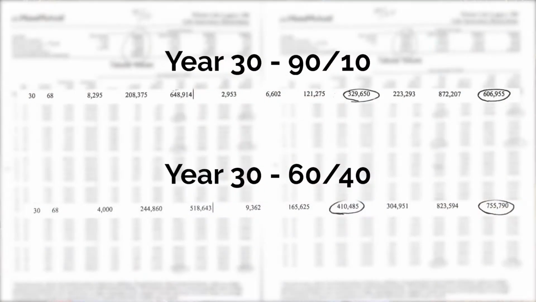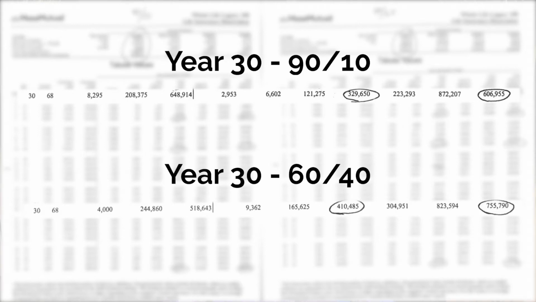Because reminder, we are doing this for the long term. Don't get hung up in short-term thinking, right? Let's keep going on. Year 30. In my 90-10 illustration, I have $329,000 I'm able to use. In year 30 on my 40-60, I have $410,000 that I am able to use. If you do the math on that, that's almost an $81,000 that you are able to take out of the policy and loan.